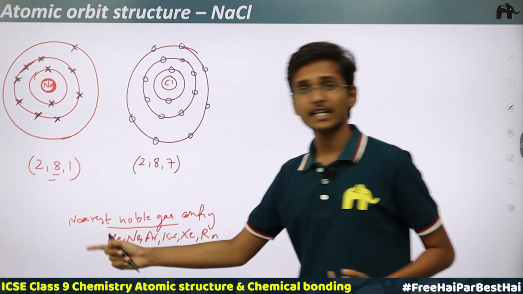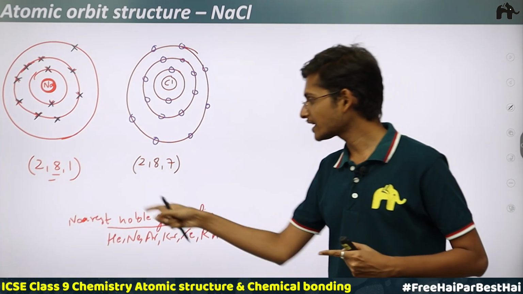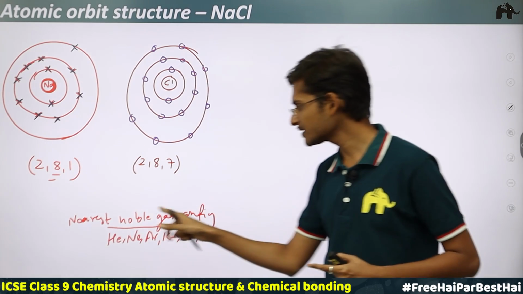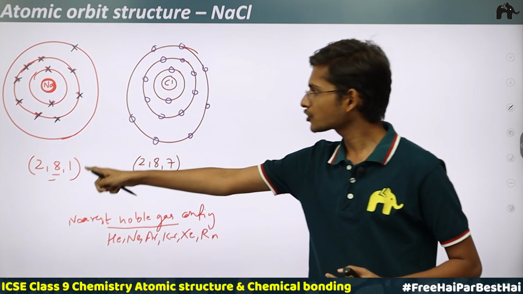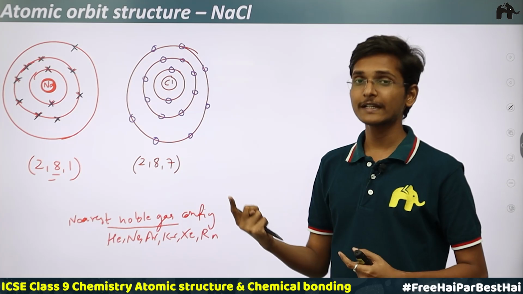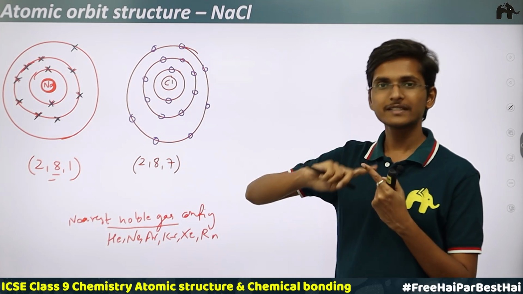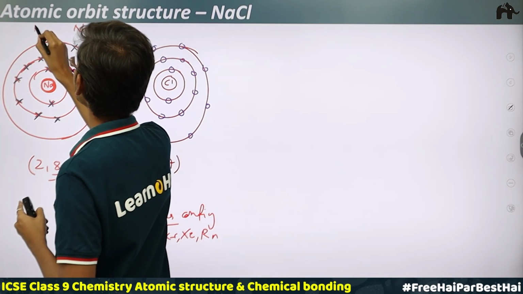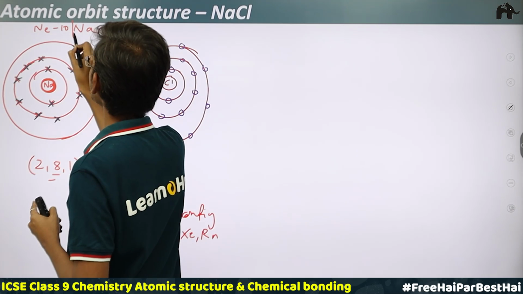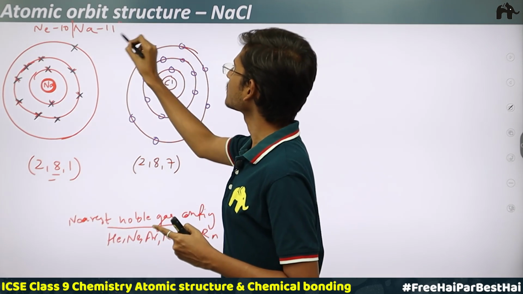By attaining 8 electrons in their outermost shell, atoms attain the nearest noble gas configuration, which means the configuration of the nearest noble gas. So for sodium, the nearest noble gas is neon, because sodium's atomic number is 11, right? Sodium is 11, neon is 10. So the nearest noble gas is 10, and the next noble gas is argon, right?